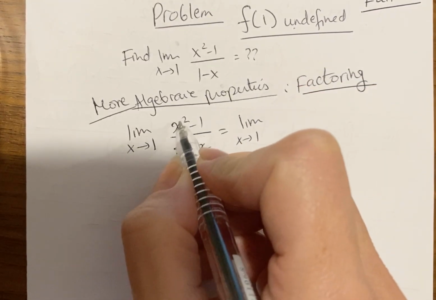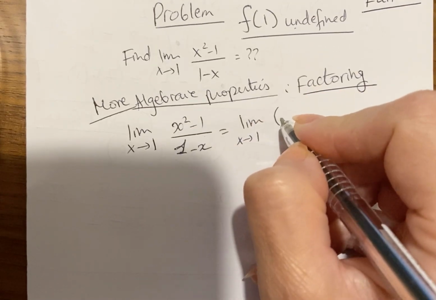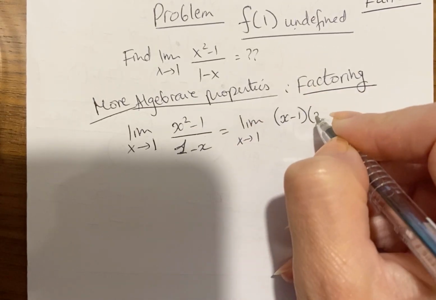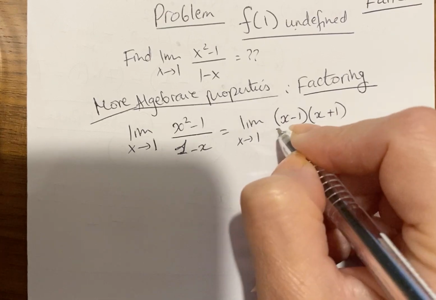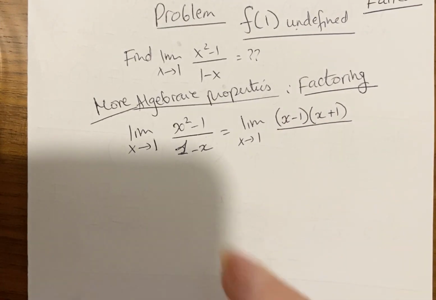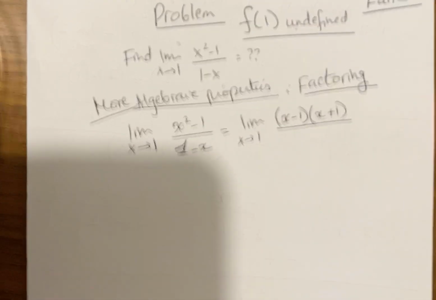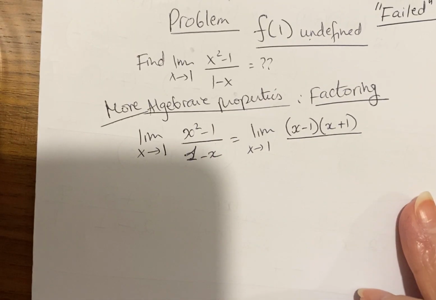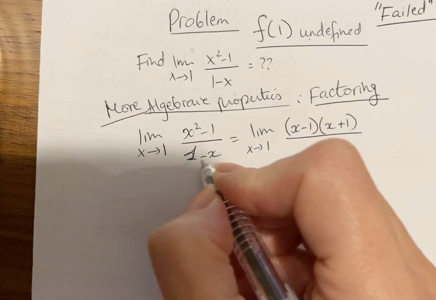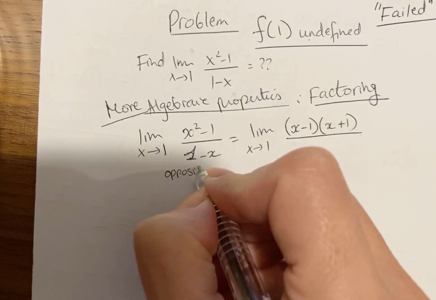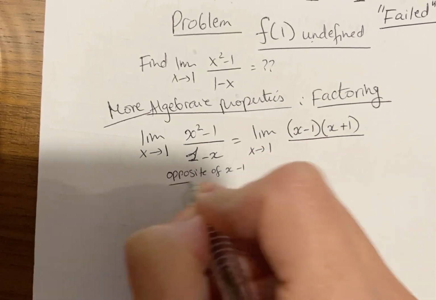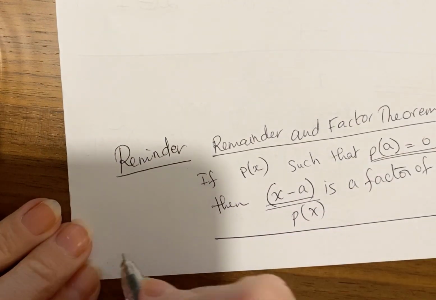Simply by factoring. See, x squared minus 1 is a difference of 2 squares. Differences of 2 squares are factored into x minus 1 over x plus 1. Here, I want to find the factor of x minus 1. You tell me 1 minus x is the same? No. 1 minus x is the opposite of x minus 1. Always remember that.